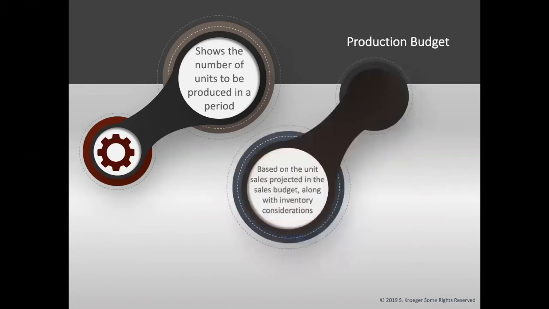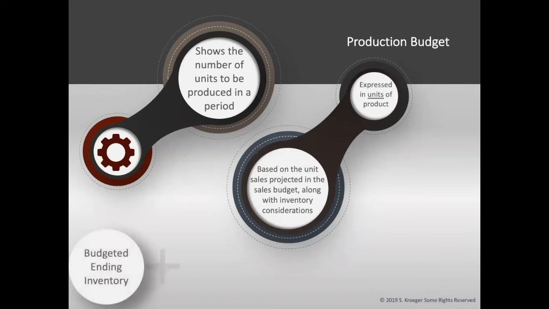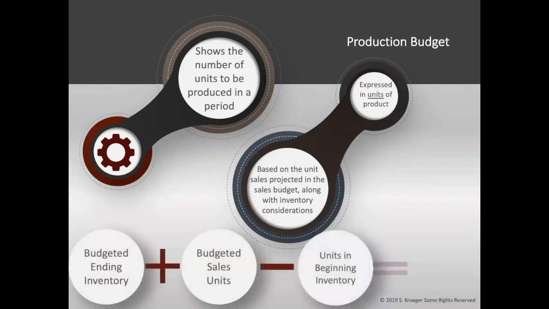Therefore, we will use our sales information along with our inventory guidelines. The outcome of this budget will be how many units we need to produce for each time period. A simplified formula on how to calculate this is the ending inventory plus sales units minus the beginning inventory.